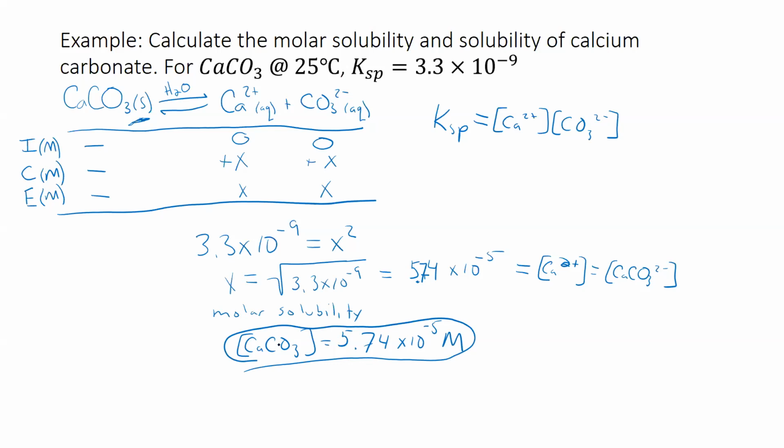So I'm going to take that onto the next page. 5.74 times 10 to the minus 5 molar. So the calcium carbonate concentration is 5.74 times 10 to the minus 5 molar.